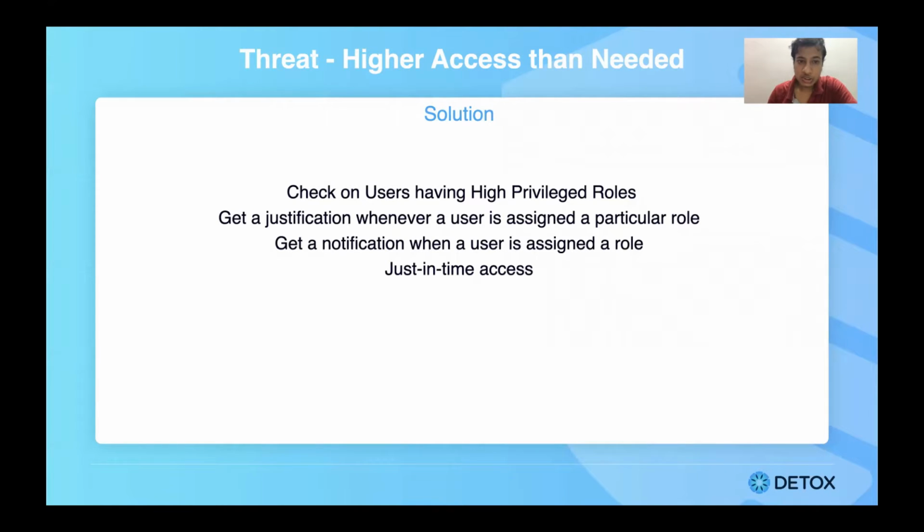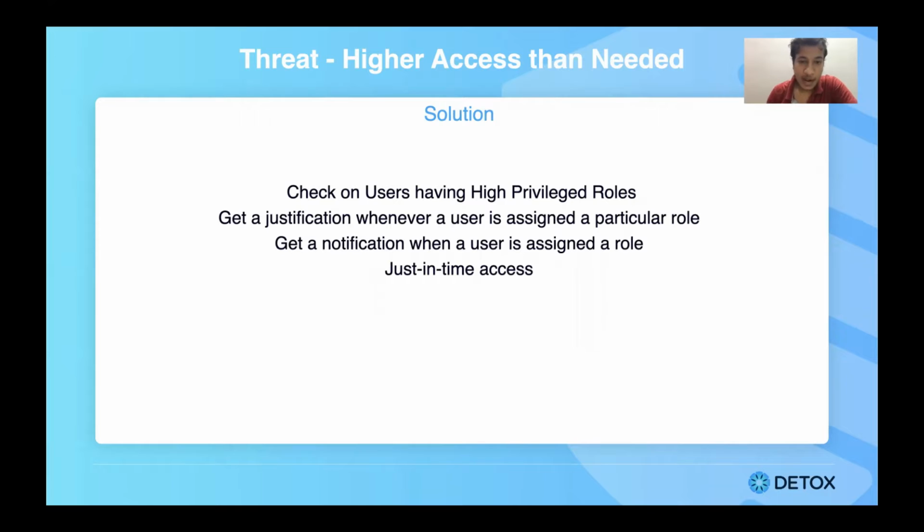The solution is checking on the users who have high privileged roles, because these are the roles which are most critical for an organization. Checking which users have a global administrator role, the security reader role, or any of the roles that are assigned to any of the users in an organization. Get a justification whenever a user is assigned a particular role. So there should be a justification.